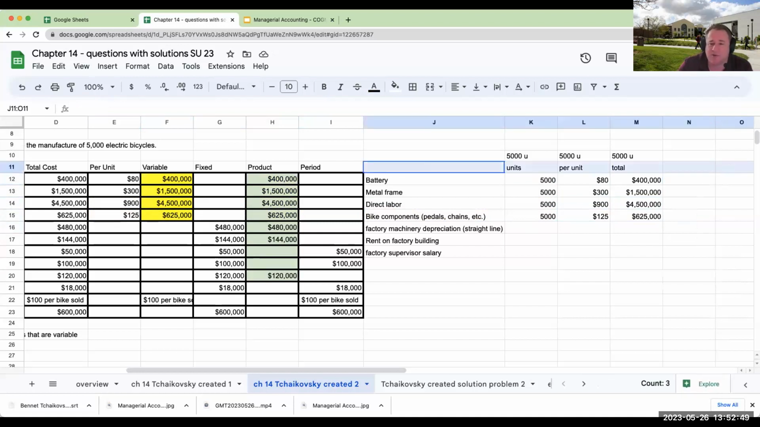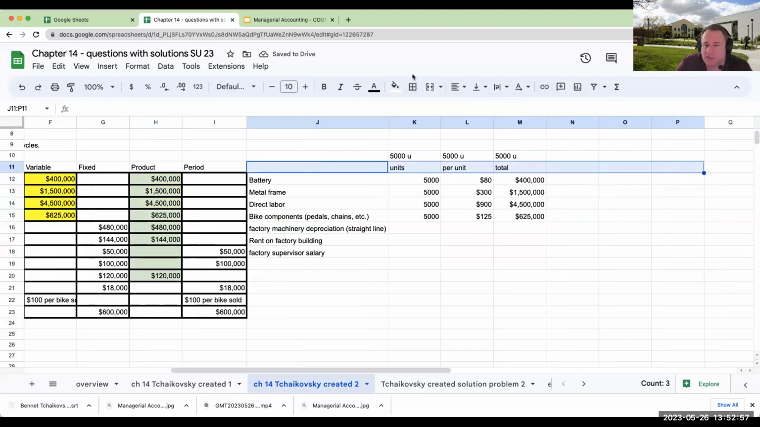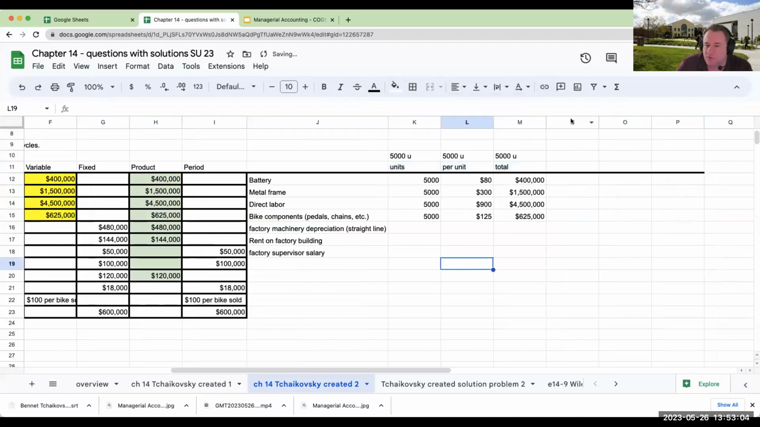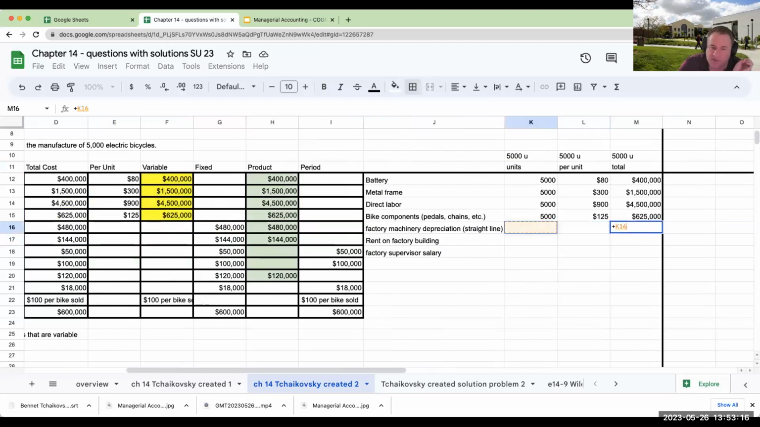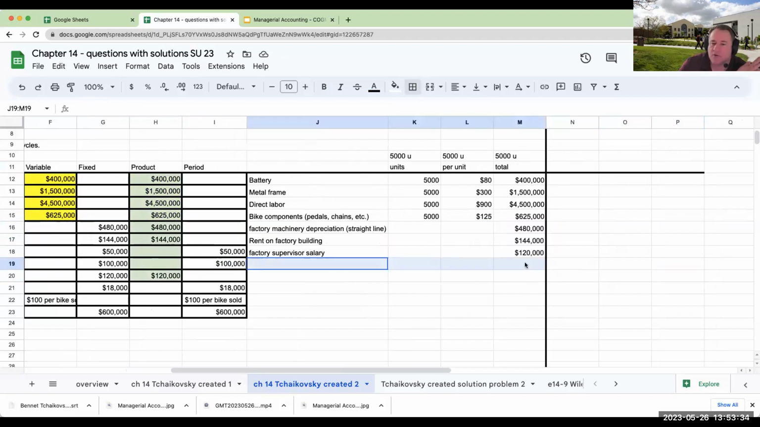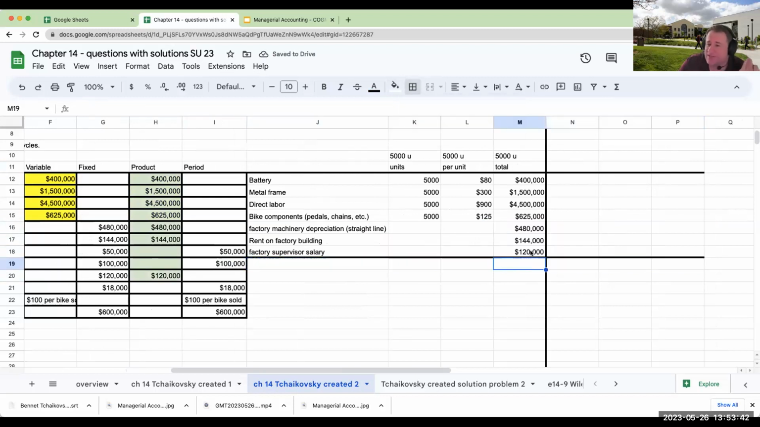Now you might be looking at me like, Bennett, is there something wrong with you? Because we already know what the totals are over here. But the reason I'm doing it this particular way is that when we're asked to do this at different production levels, that is going to change my answer. So over here, my factory machinery straight line, because this is fixed, is going to be 480,000. My rent on the factory building is a fixed cost. It's going to be 144. The factory supervisor salary is going to be 120,000. So these fixed costs are going to be the same at any production level. They do not change.